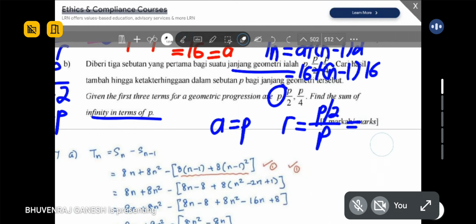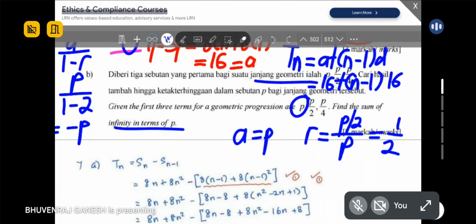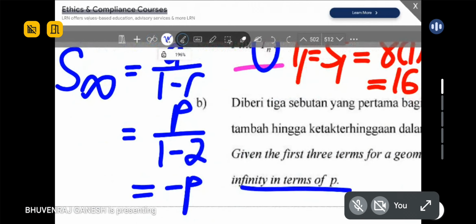Sorry lah. Oh my God. How can I say it's 2? Guys, why are you all so silent? Correct me, I made a mistake like this, bentolkan saya. Why are you guys just so silent over there? This one is half. Okay, so the answer is 2P.